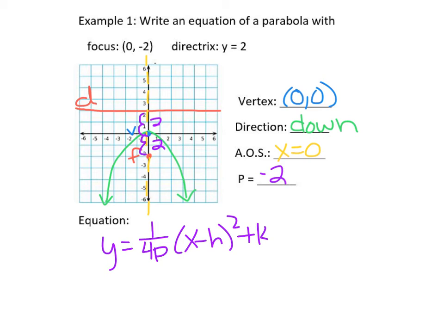So I need to fill in the information that I know. I know my p-value is -2, and my (h, k) is my vertex. Let me label that up here. All right, so y equals 1 over 4, replace p with -2, x minus h is 0, squared plus k, which is also 0.